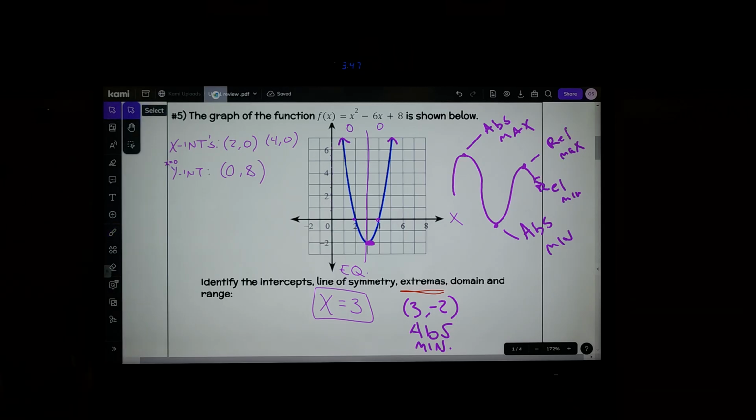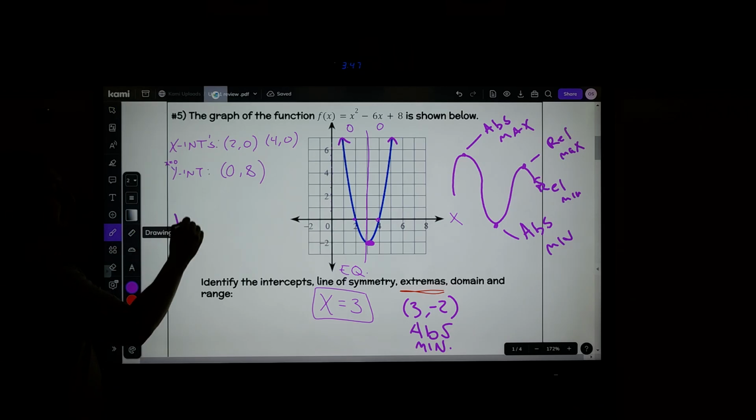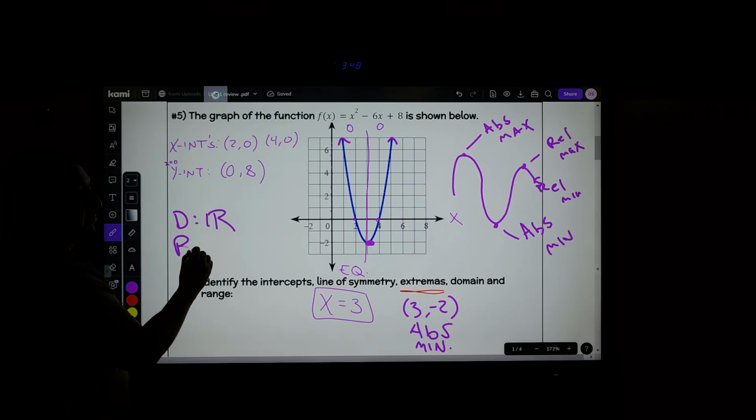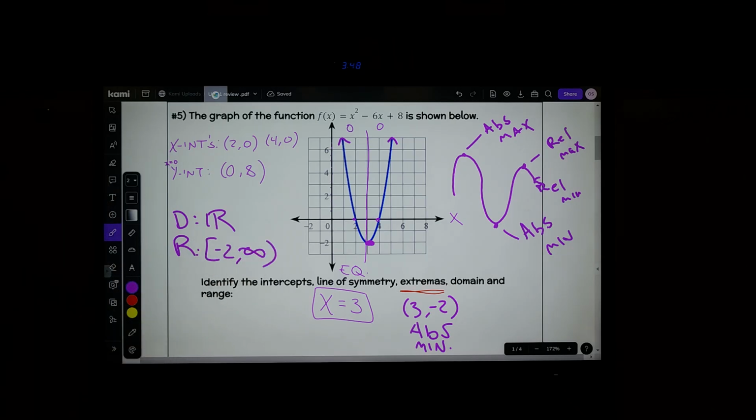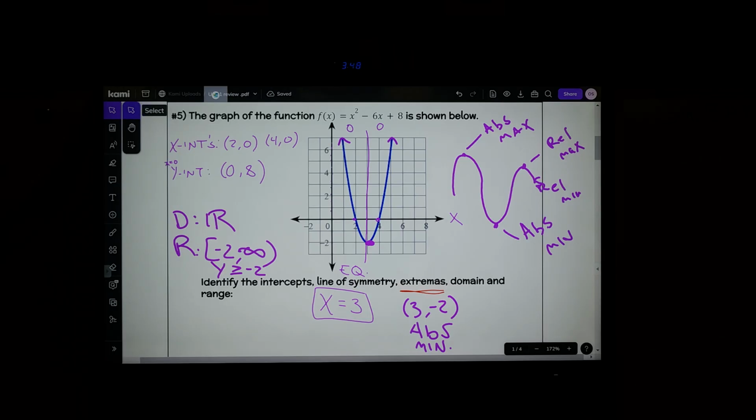Okay, and then domain and range. Domain for this one would be all real numbers. It goes forever to the left, forever to the right. Range will be from -2 to infinity. I'm kind of biased because that's the form that I like, so I always do that one. And I need to fix that because they could ask you the other form. The other form is like this. Y is greater than or equal to -2. That's the same as this. So you have to know how to write it both ways. Any questions, ladies, gentlemen? No?